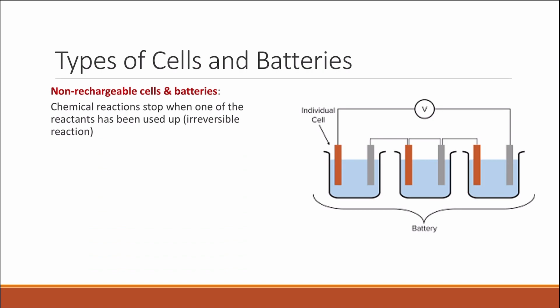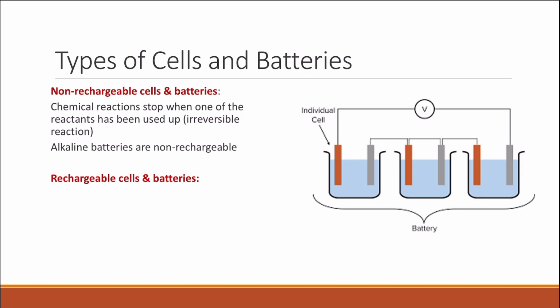The battery or the cell will stop generating electricity, because this type of reaction is an irreversible reaction, meaning it goes only in one direction and we cannot reverse this reaction. An example of that is the alkaline batteries which we use. These are non-rechargeable batteries.